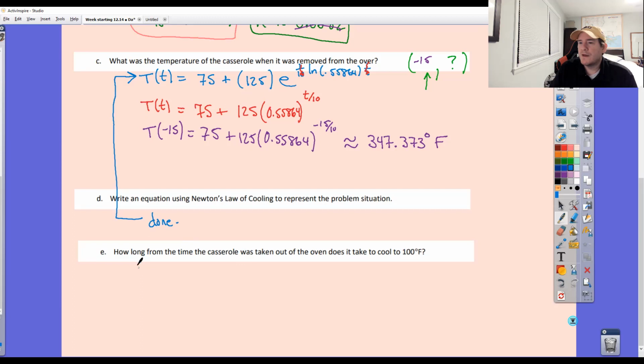Okay. So how long from the time the casserole was taken out of the oven does it take to cool to 100 degrees? You guys know the drill. You're going to plug in 100 for T of t. So 100 equals 75 plus 125.